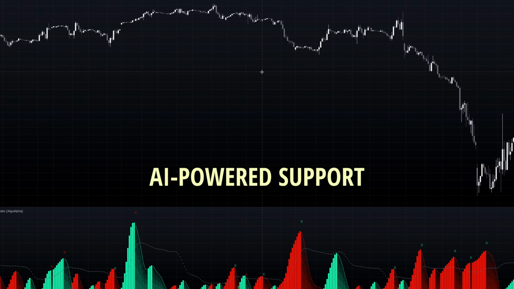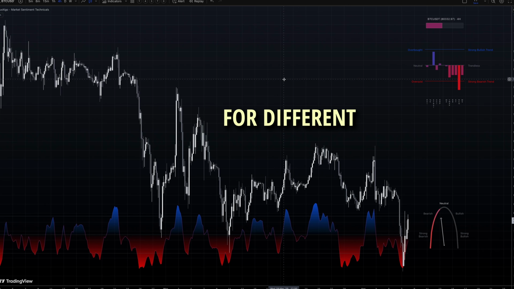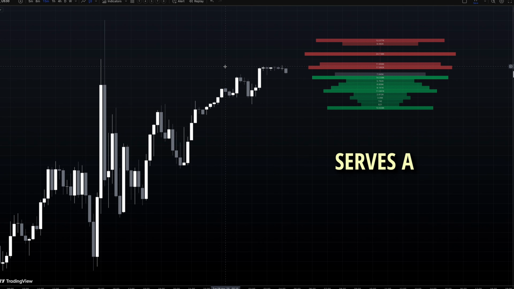From momentum to AI-powered support and resistance, today we're ranking 6 TradingView indicators for different trading scenarios. Each tool serves a unique purpose. Let's dive in.